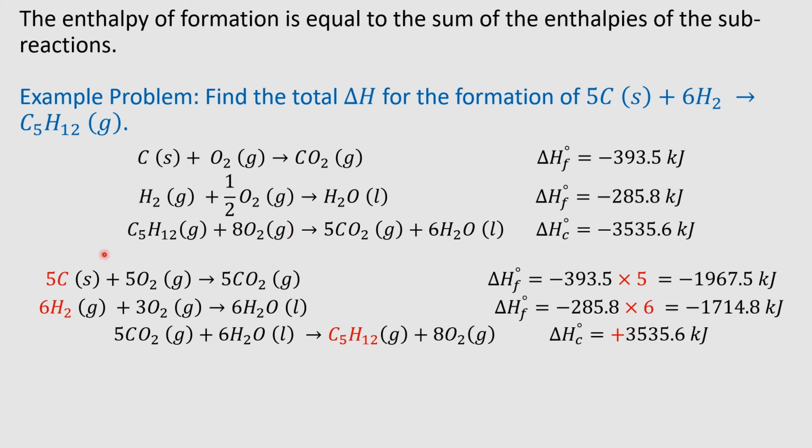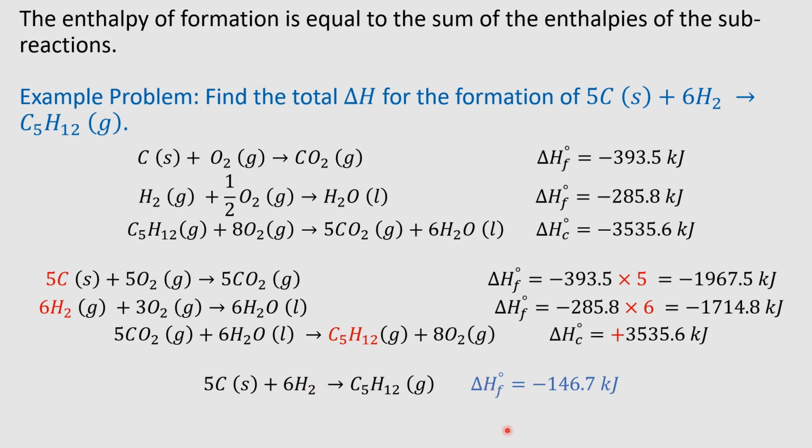Then simply all we have to do is cancel out. We have 8 oxygen on this side, 8 oxygen on this side. We have some carbon dioxides we don't need, and some waters we don't need. So we get our final equation as this, with our correct substances. And finally, we will get our final delta HF.